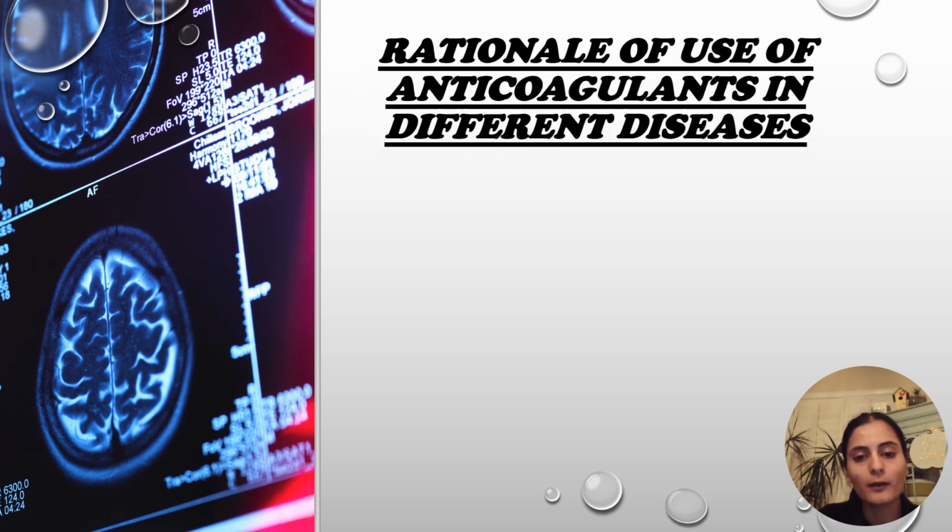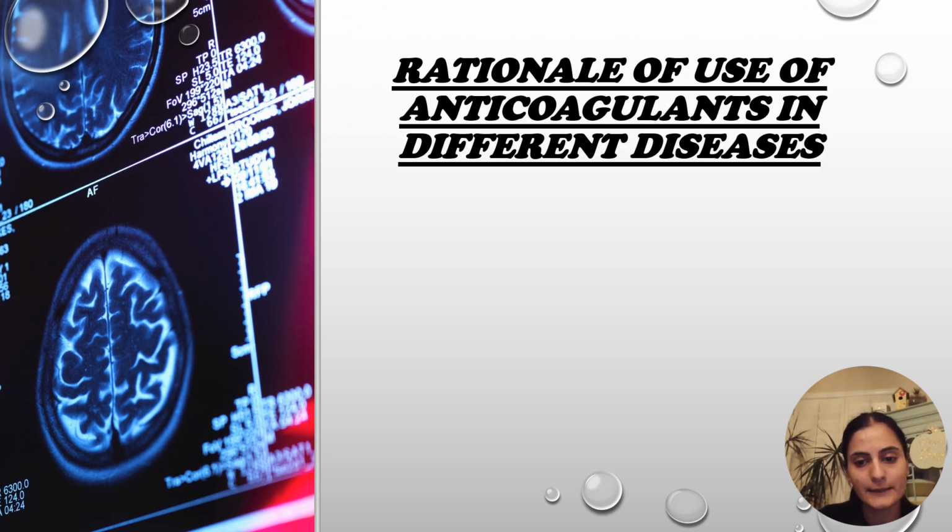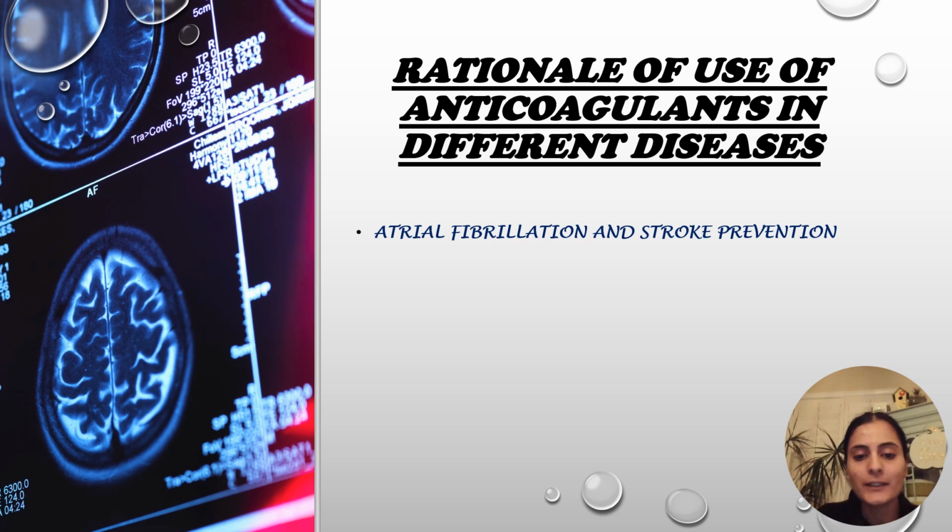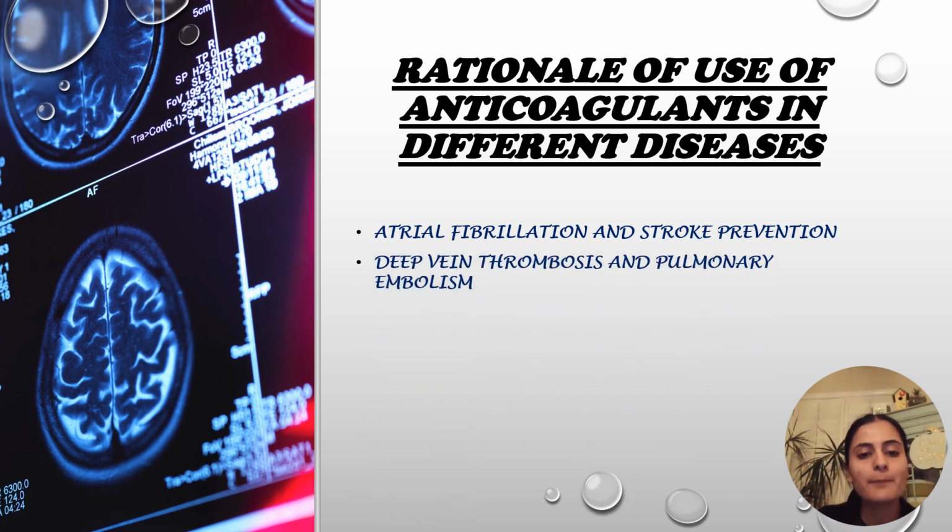Let's discuss the rationale of use of anticoagulants in different diseases. So first of all, talking about atrial fibrillation and stroke prevention. In these diseases, anticoagulants like warfarin or other anticoagulants are prescribed to patients with atrial fibrillation to prevent blood clots in the atria, which reduces the risk of stroke and systemic embolism. In deep vein thrombosis and pulmonary embolism, these are used to treat and prevent clot propagation or embolization.